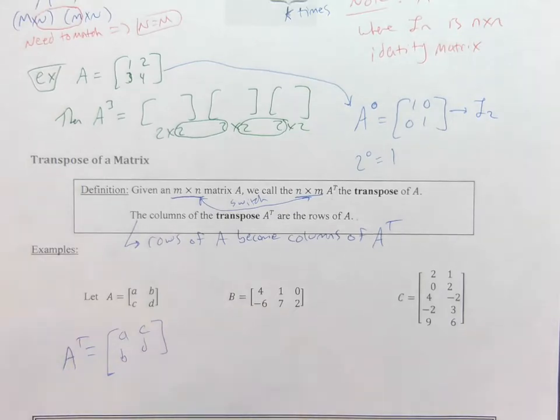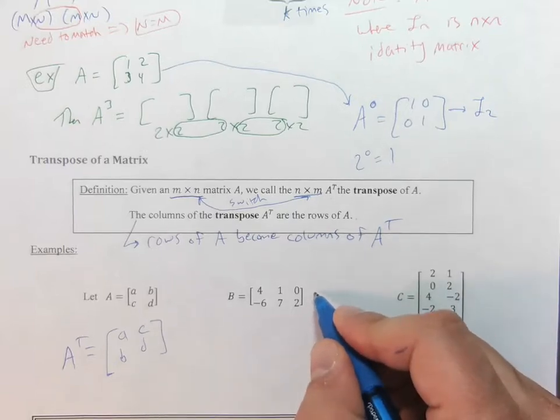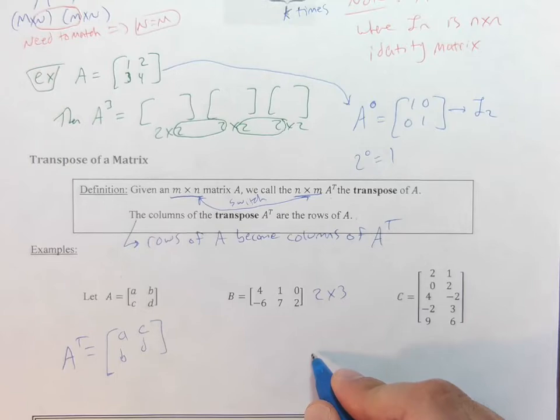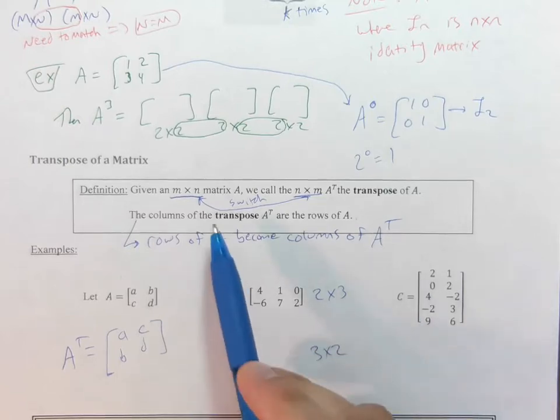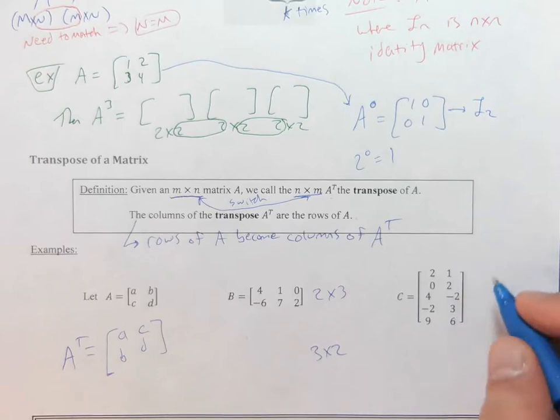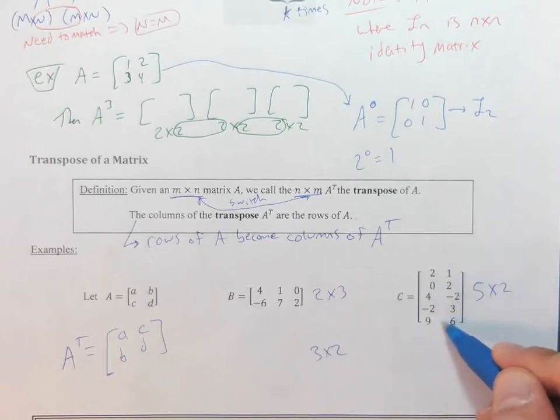If that makes sense, I would encourage you to maybe try the other ones on your own. I'm going to go ahead and write them down, but in all cases, the rows become the columns. And in all cases, right, this is a 2 by 3, right? There's 2 rows, 3 columns. Well, the transpose should then be a 3 by 2. That's what this is telling us, the dimensions switch, right? And then this one is a 5 by 2. 5 rows, 2 columns, and so the transpose is going to be a 2 by 5.